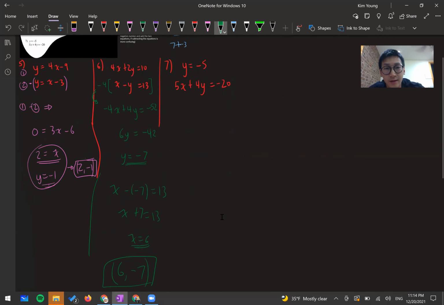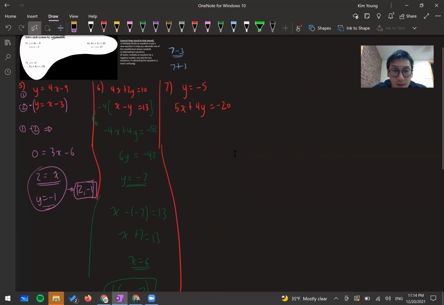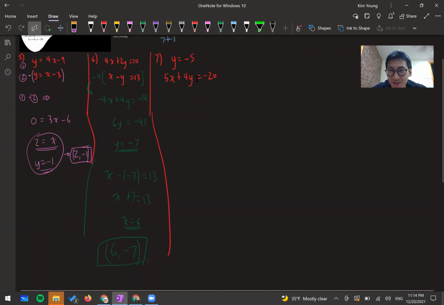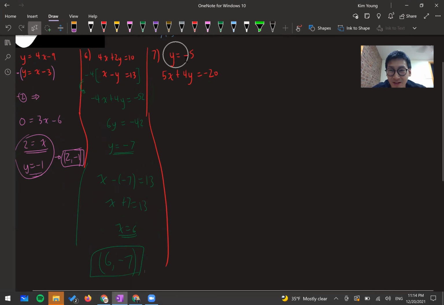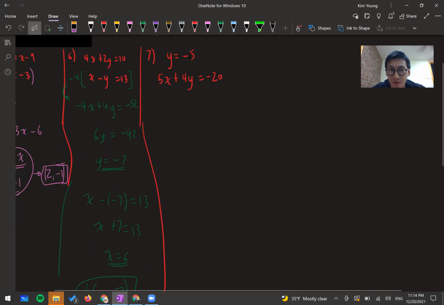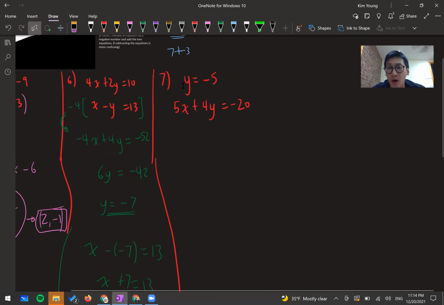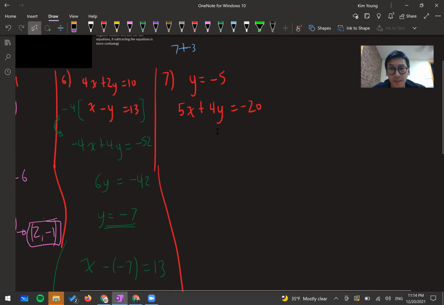Alrighty, and then the last one. This system, it's nicer to just substitute because y is alone, but we're going to do it with elimination. Let me eliminate the y's. I'm going to practice again with the negatives. So here, I want to cancel that 4y. Right now I have 1y.